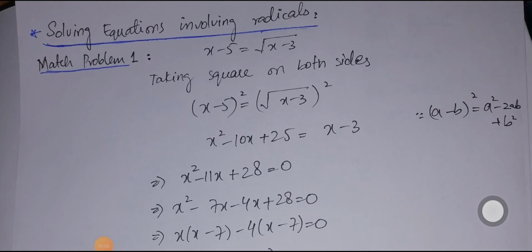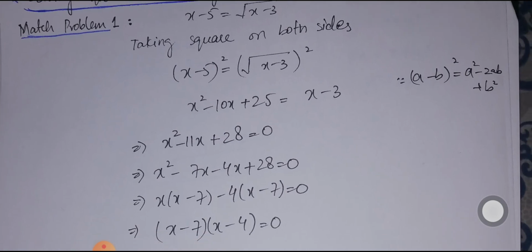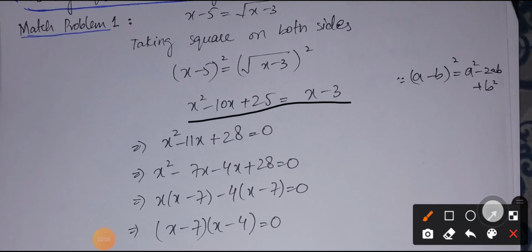radicand over here. So here we have the equation x square minus 10x plus 25 is equal to x minus 3. Now you can see that this is a quadratic equation, and now we will shift it into the standard form, that is, we must have 0 on the right hand side. So here we have x square; by shifting this x to the left hand side we get minus 11x, and this 3 is going to be added over here, so we have plus 28. Now we have a quadratic equation.